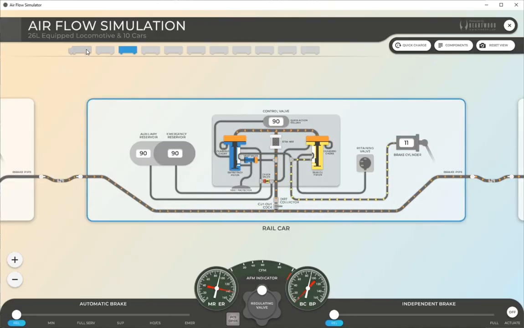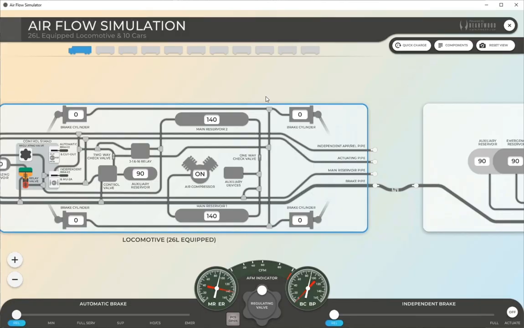As we see the brake system charging and the brakes releasing, we return to the lead locomotive to finish the review.